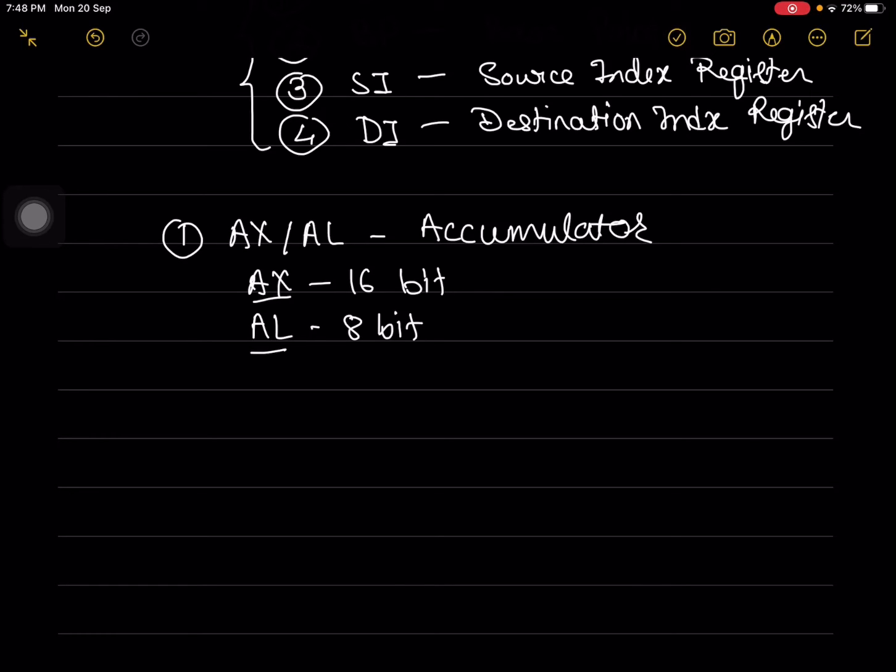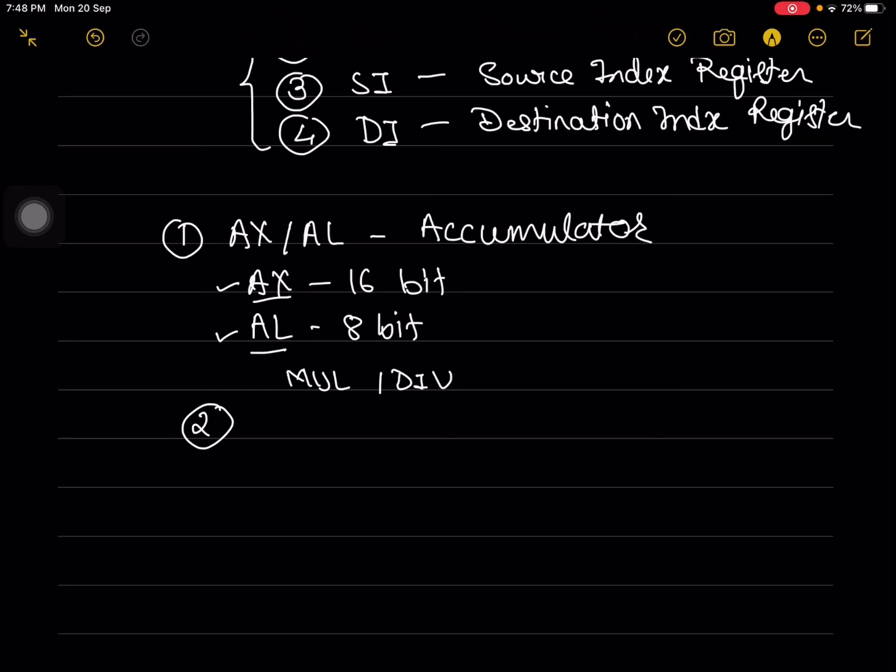of the result. For example, in the instruction for multiplication or division, the processor always takes the first operand from the accumulator AX or AL, and it also stores the result in the same accumulator, AX or AL. So the accumulator is a specific register which is used in some instructions of the microprocessor for storage of the result and for storage of the first data.